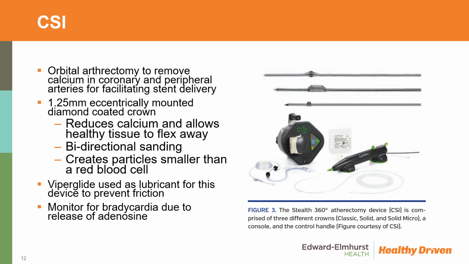We use Viper Glide for the CSI, and it's used as a lubricant for this device to prevent friction. And for this and Rotablator, we want to monitor for bradycardia due to that release of adenosine as we're drilling.